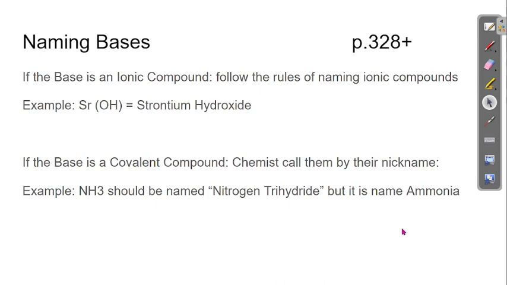If the base is a covalent compound, chemists call them by their nicknames. So I'm sorry to tell you there is no naming them. There's not a rule to name them. You just have to learn their names. For example, you see this NH3, which should be named nitrogen trihydride. Okay, that's not how we name them, because for the longest time there were no rules to name things. Things were just named. This is ammonia, and you're going to need to know that this is called ammonia.